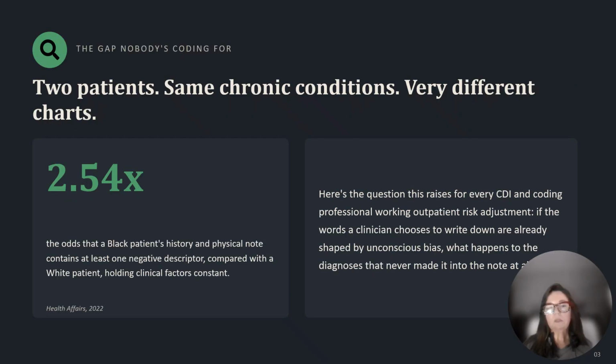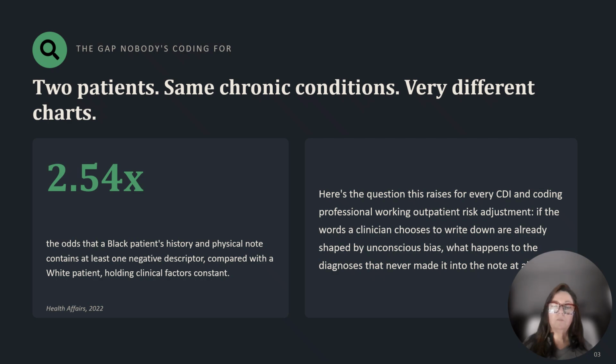Okay, so this number stopped me in my tracks when I first read it. 2.54. That's how many times higher the odds are that a Black patient's history and physical note contains at least one negative descriptor compared to a white patient, even after researchers controlled for the clinical picture. And this is from a Health Affairs study published in 2022.